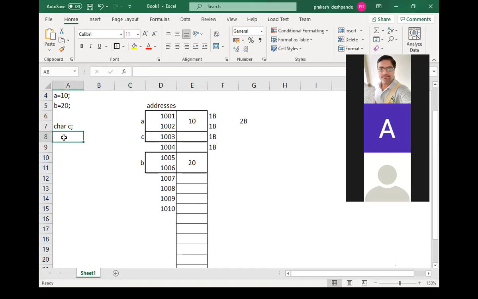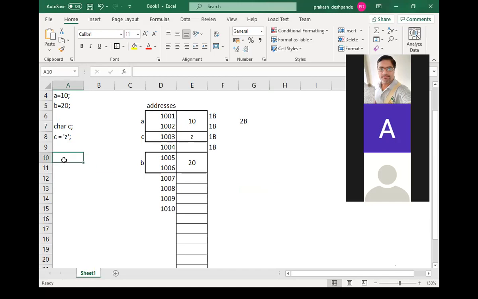And suppose I write C equals, within single quotes, the character Z. If I initialize it, then that particular Z is going to be stored over here. Following it? Yes, sir.